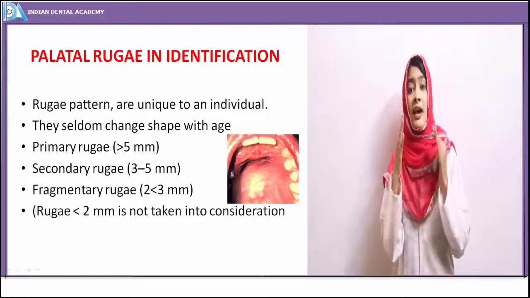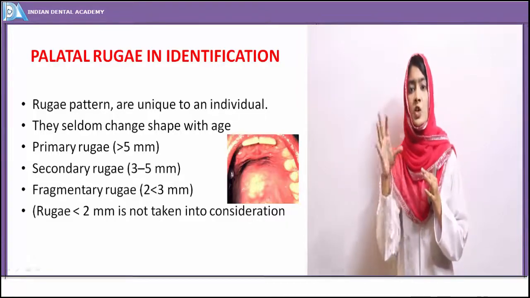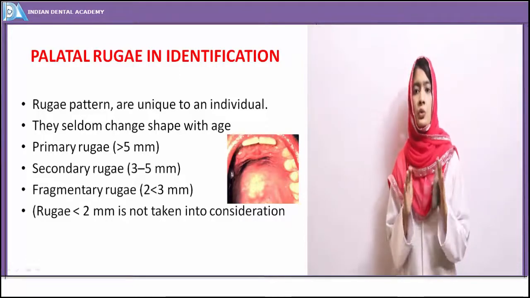And there is a unique feature of rugae: they are specific to a specific individual. No two individuals have the same pattern of rugae.